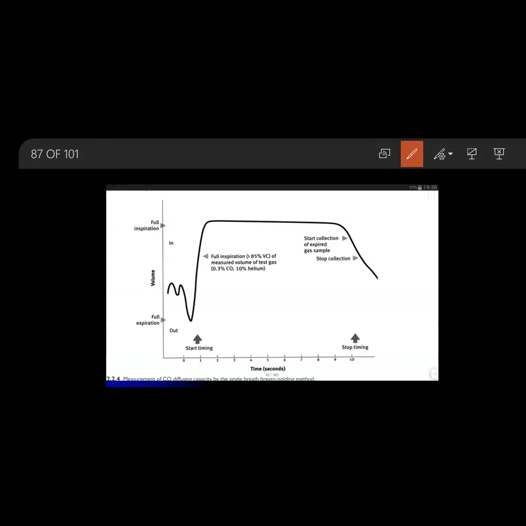So here is a diagram. Here is the time. Here is the volume. The patient has normal functional residual capacity, started to breathe normally, inspired and expired, and then we started timing from here after we gave the patient the specific air containing carbon monoxide and helium to inspire.